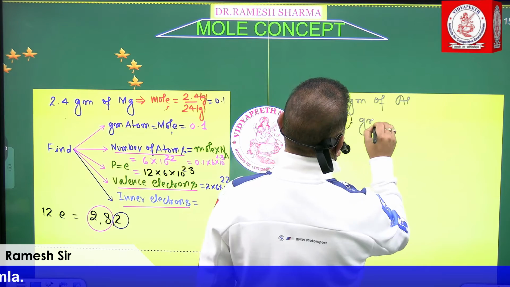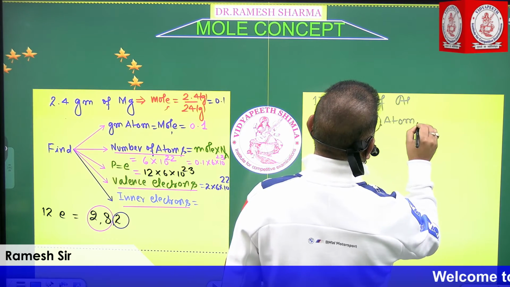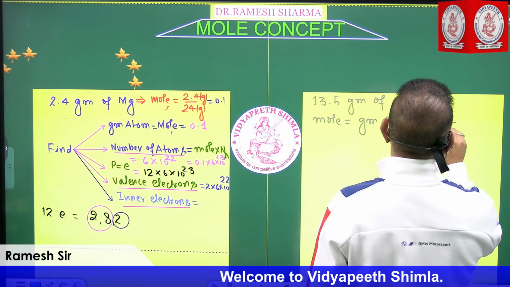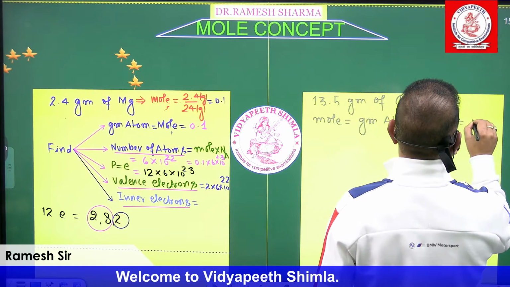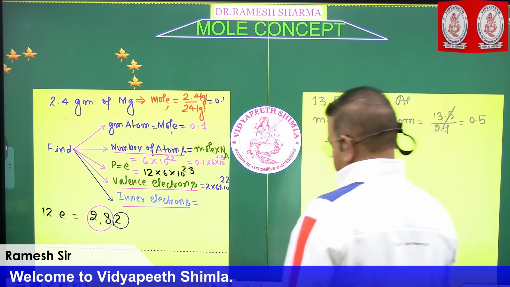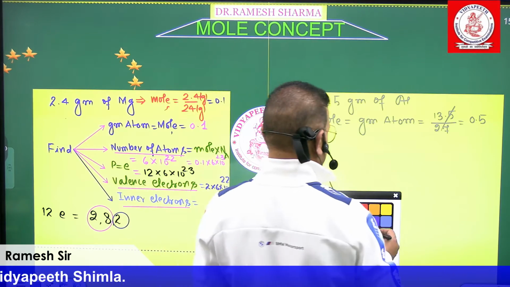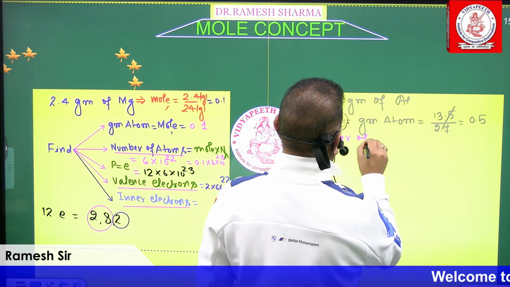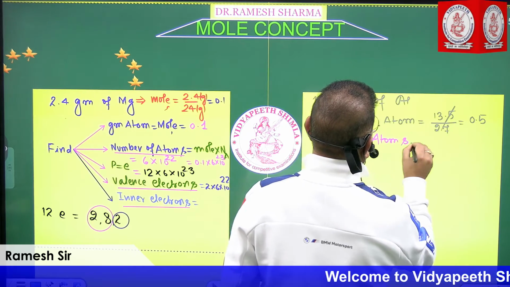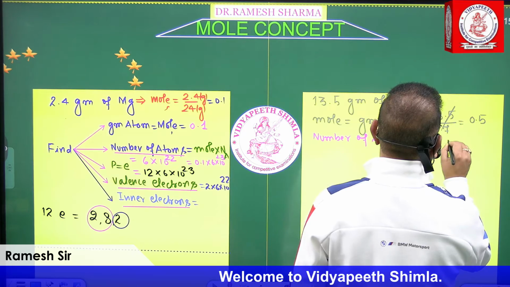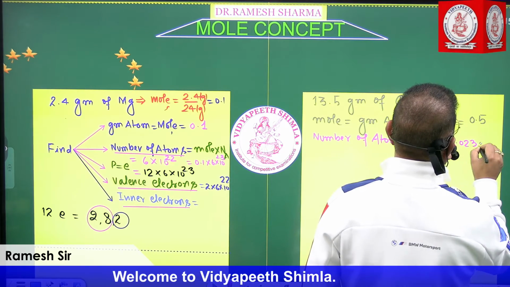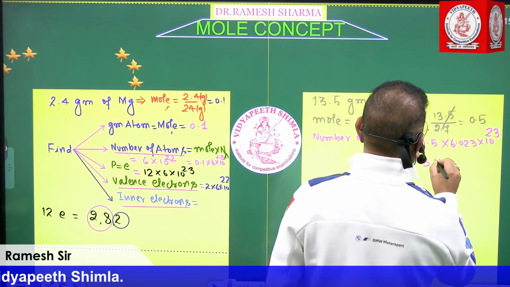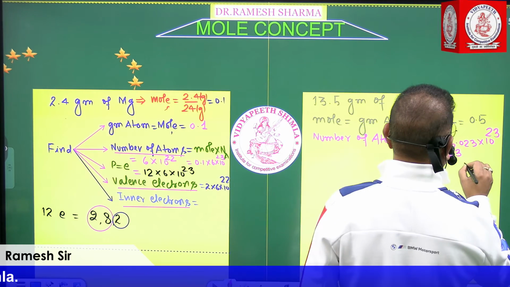Mole is gram atom. And gram atom is 13.5 upon 27. Yes, no? That is 0.5. Am I right? Then is number of atoms. Number of atoms is mole 0.5 into 6.023 into 10 raised to the power 23, which comes out to be 3 into 10 raised to the power 23 what?